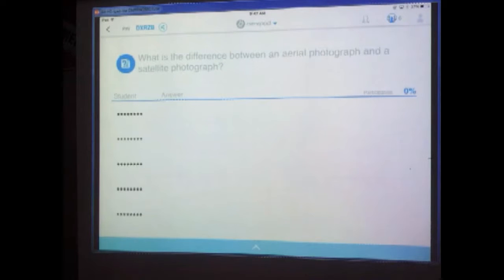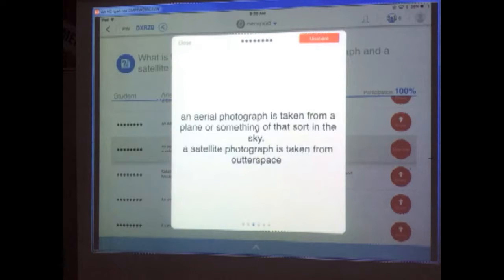All right, so here's the next question. What is the difference between an aerial photograph and a satellite photograph? An aerial photograph is taken from a plane or something in the sky. A satellite photograph is taken from space, or from outer space. Okay? They're both used for the same thing, so that is the main difference. Aerial photographs are taken from the sky, satellite photographs from outer space.